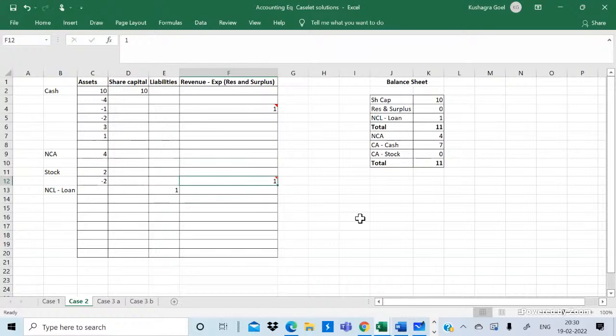Yep. Any doubt, any query? Any questions with respect to the balance sheet? In the balance sheet, can you please explain the current asset cash of 7? Okay, this part. Okay.